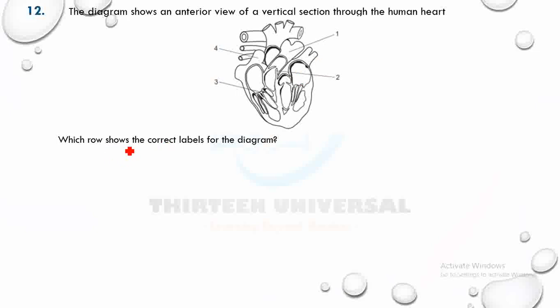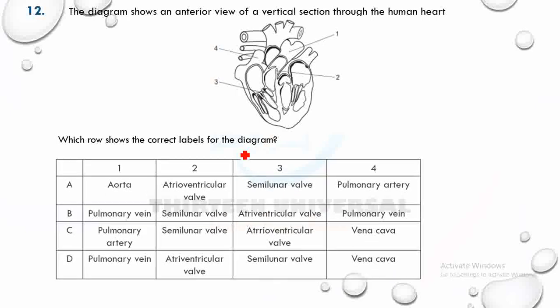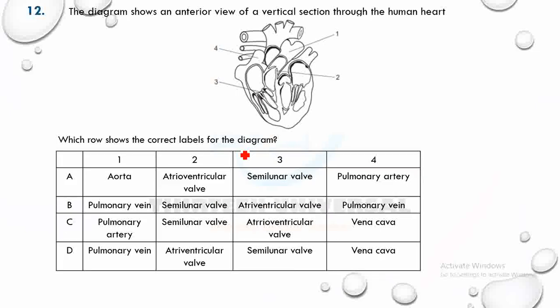Okay, which row shows the correct labels for the diagram? Yep, let's check your biology out. Do you remember your structures very well? The basic test in biology is memory. What do you remember? Biology will test how sharp your memory is, because there are too many things to remember exactly and accurately. Now, pause the video and test yourself. Which row shows the correct labels for the diagram?